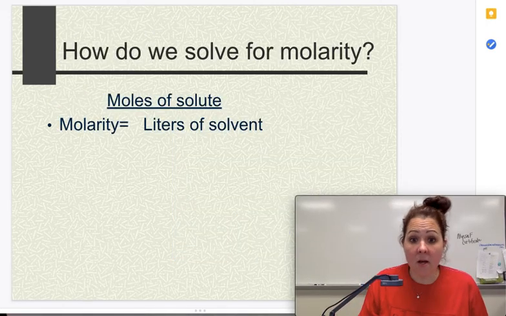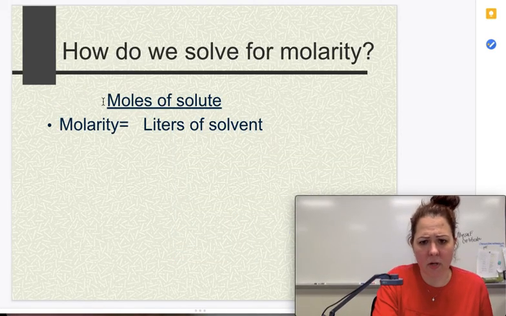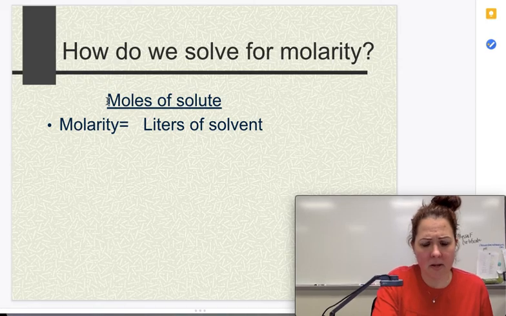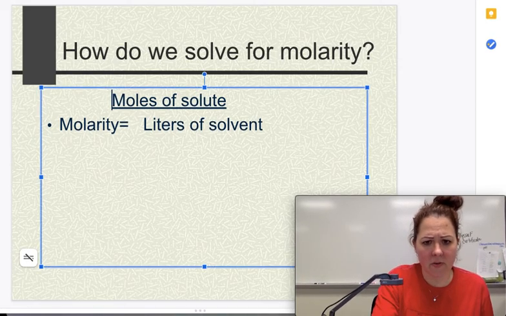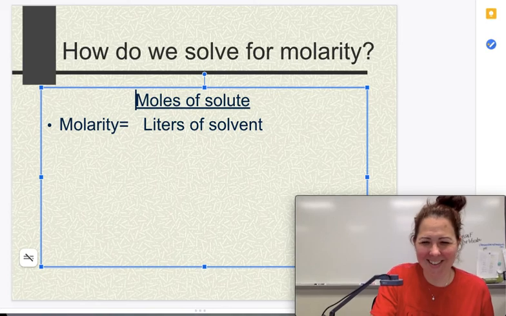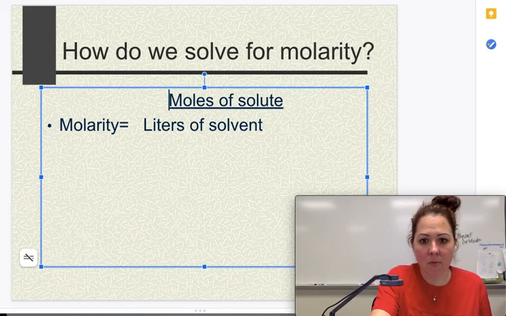With your molarity, that looks really weird. Sorry, I don't know why that looks so funny. Let me see if I can move that over. Oh, I went too far.